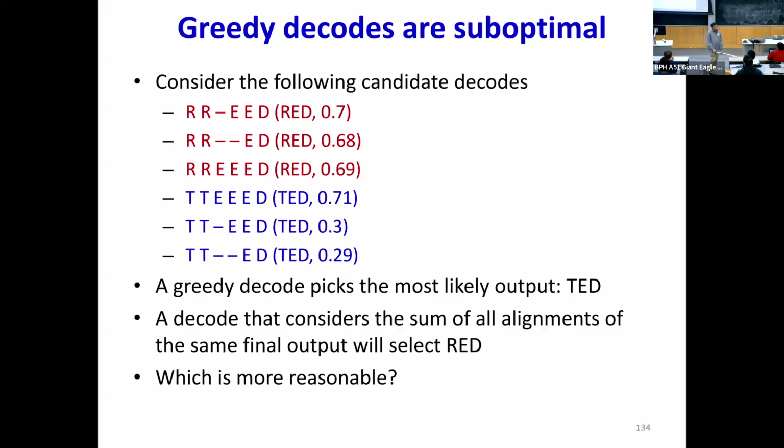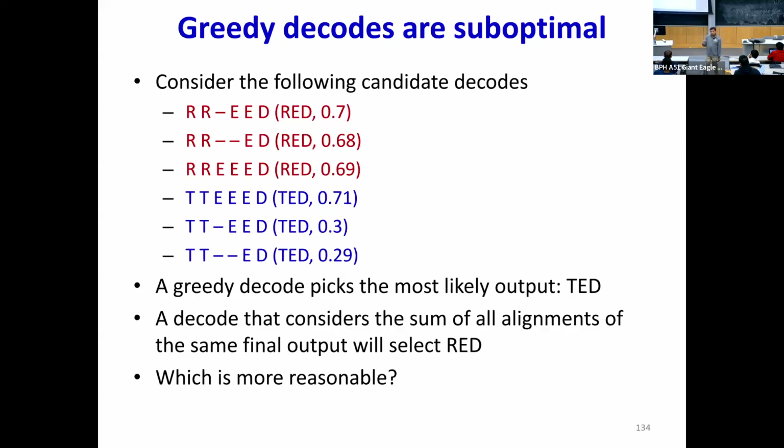The greedy decode is just picking one possible time-aligned output. Now, I can have many different time-aligned outputs. So let me pick up these 3 examples. I have a model which assigns the probability of 0.7 for RR blank EED. It assigns the probability of 0.68 for RR double blank double D, and ED, and 0.69 for RR triple ED. And then for TED, one alignment has a probability of 0.71, but the others have 0.3 and 0.29.